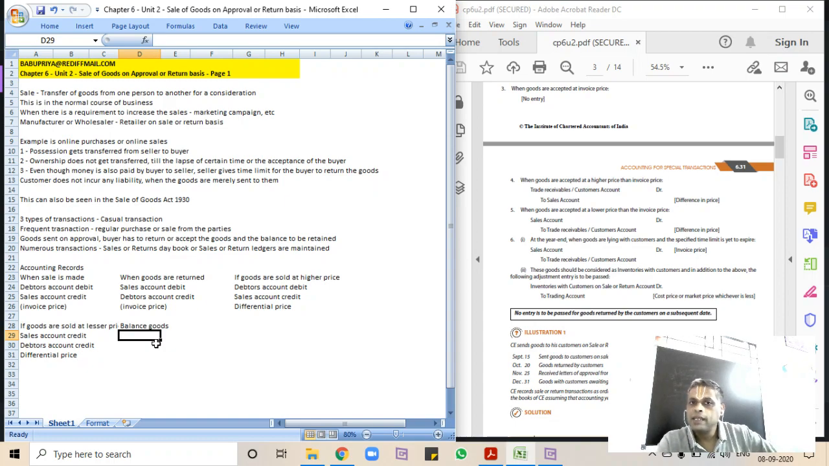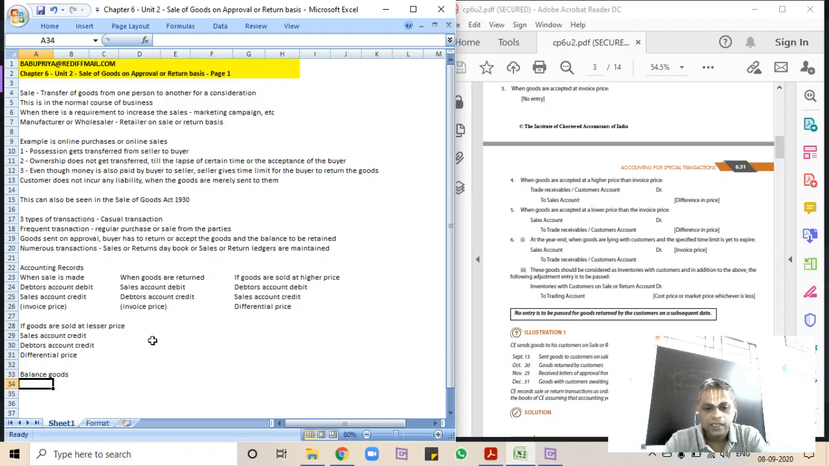So on the year end, the goods are still not sold. Assume that the goods are not sold. What will happen? Let me explain it through an example. We are talking about balance goods now.